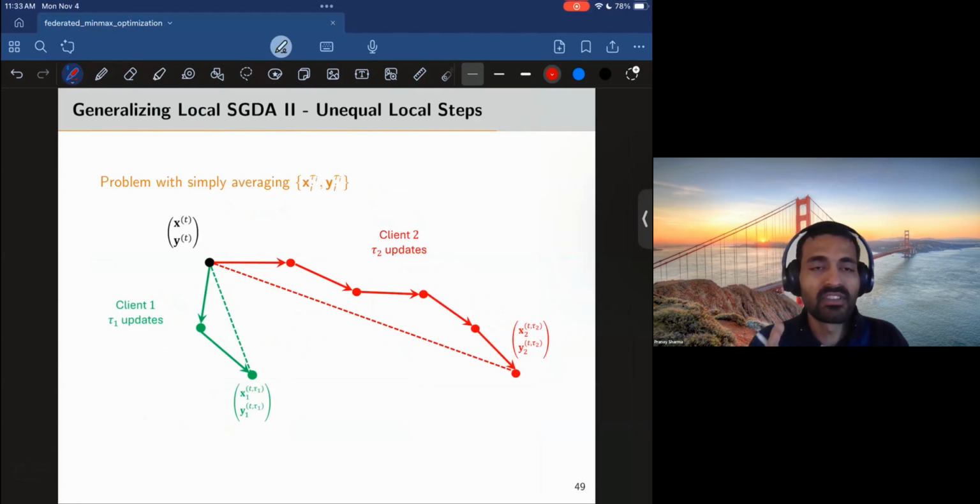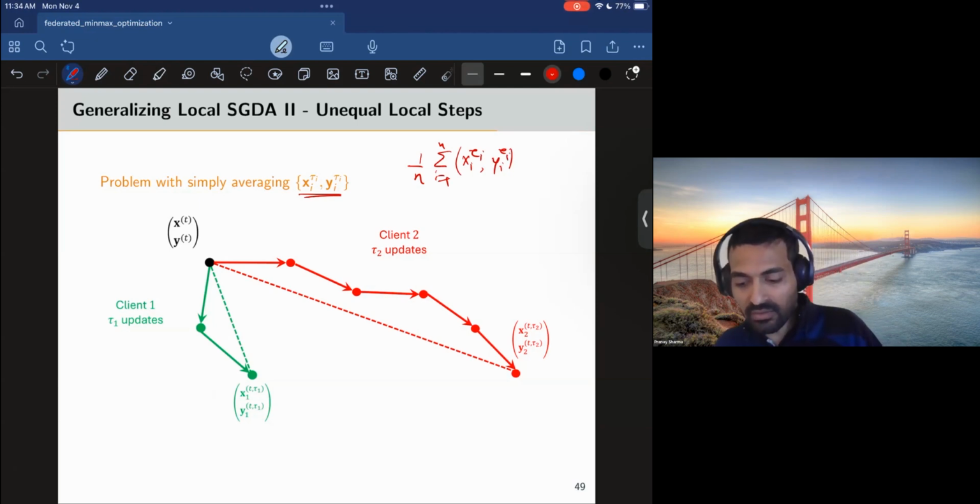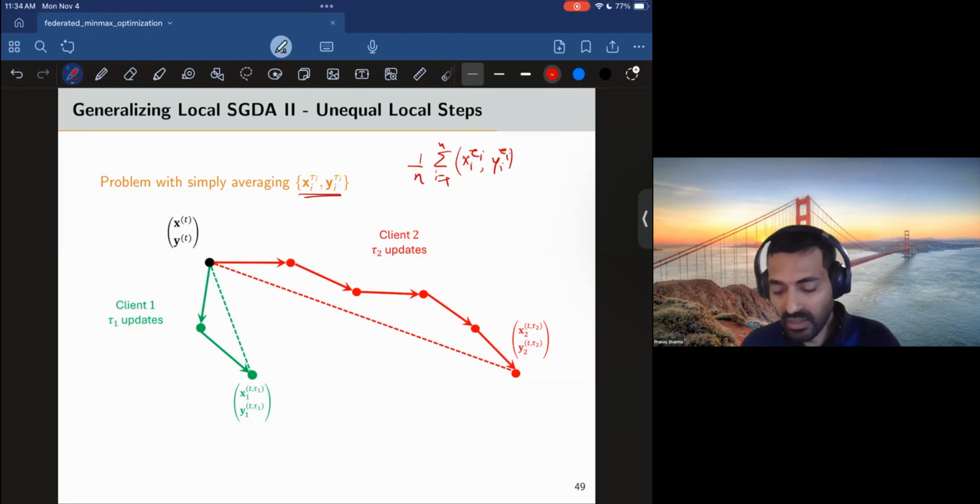So let's first see what is the problem with simply averaging the final iterate of every client. What if we simply compute the average weighted by tau_i? What is wrong with this? So let's understand it through the example of just two clients. You might have seen this already, but I want to spell it out again in the context of the min-max problem, because there are two variables x and y.